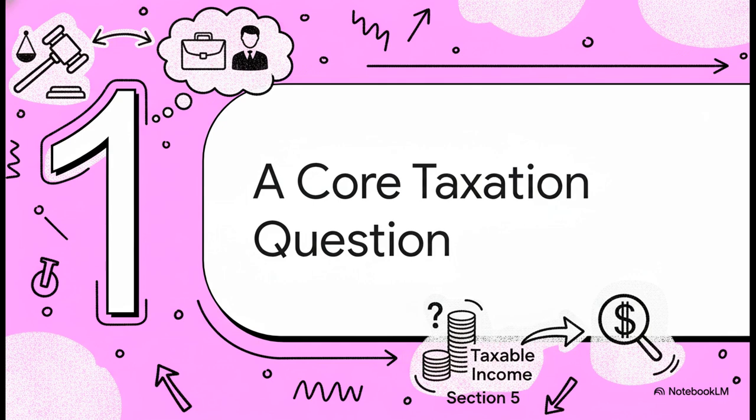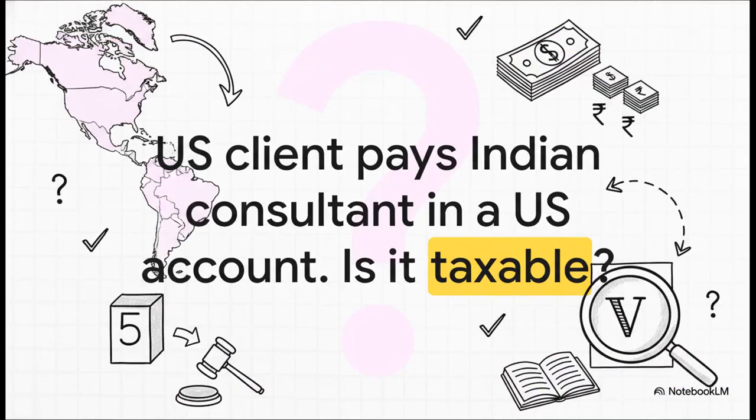start with the dry legal text. Let's start with a real-world problem that a lot of professionals are dealing with right now. This is such a classic cross-border situation. The client's in another country, the money lands in a foreign bank account. I mean, it feels like it shouldn't be Indian income, doesn't it? But here's the thing. The answer has nothing to do with where the money lands. It's all about the rules baked into Section 5.